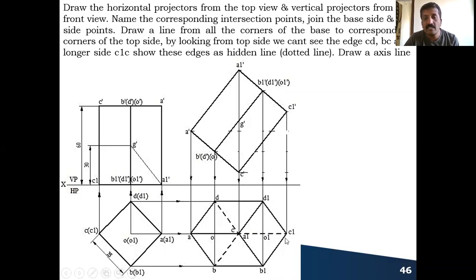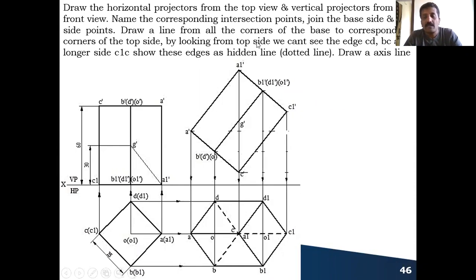C1 to C you cannot see. That's why C1 to C you can make as a hidden edge. The axis line is there from O1 to O, but the visible edge is here and the hidden edge is there. I cannot represent the axis line, but the axis line is present. So this completes your second position, top view.